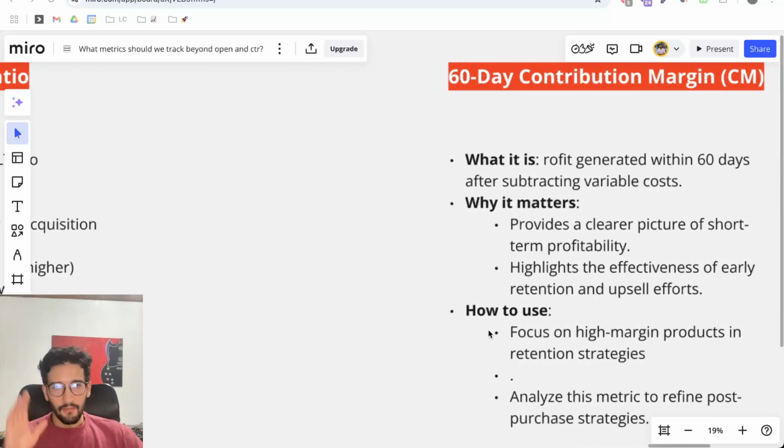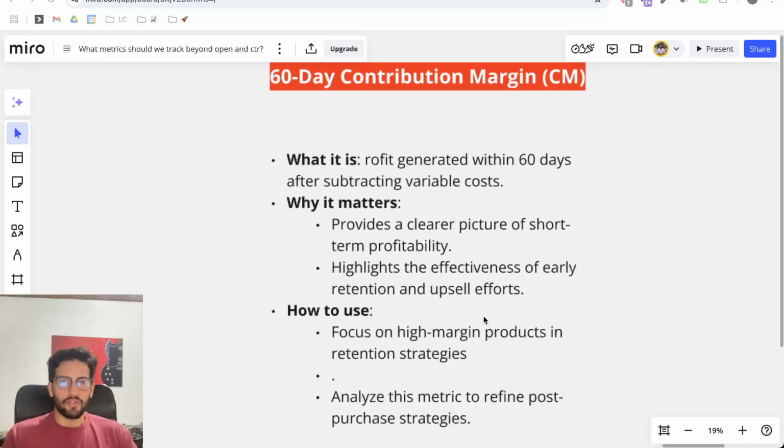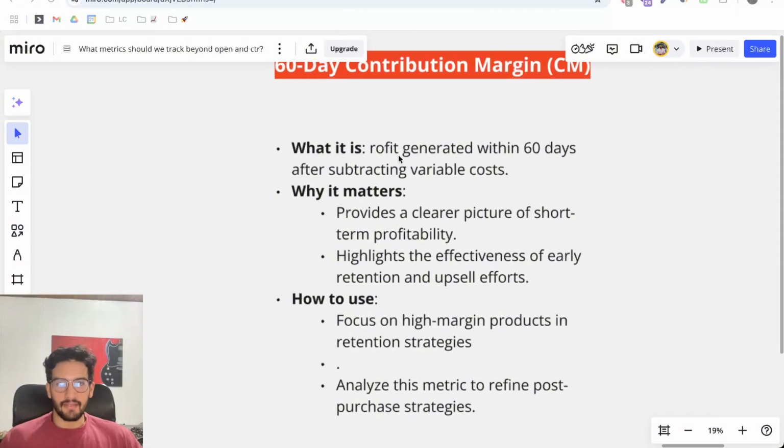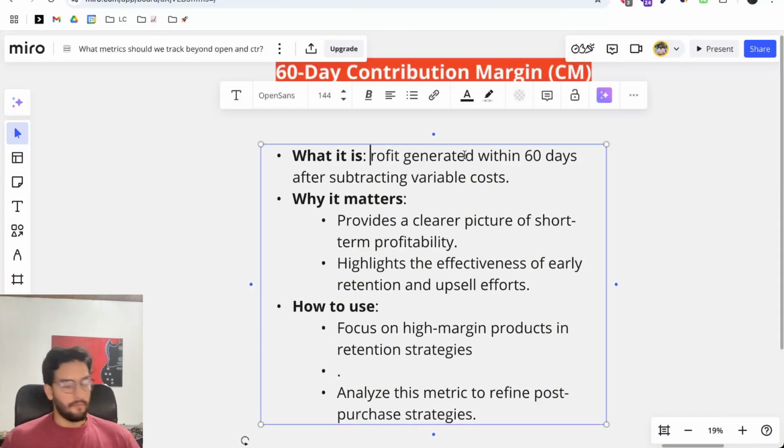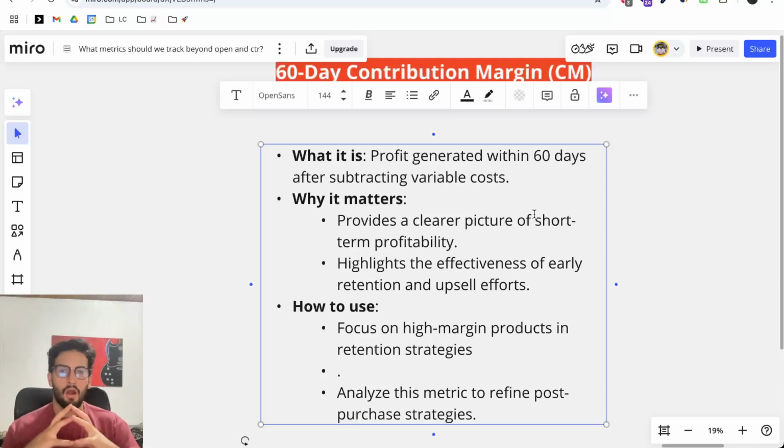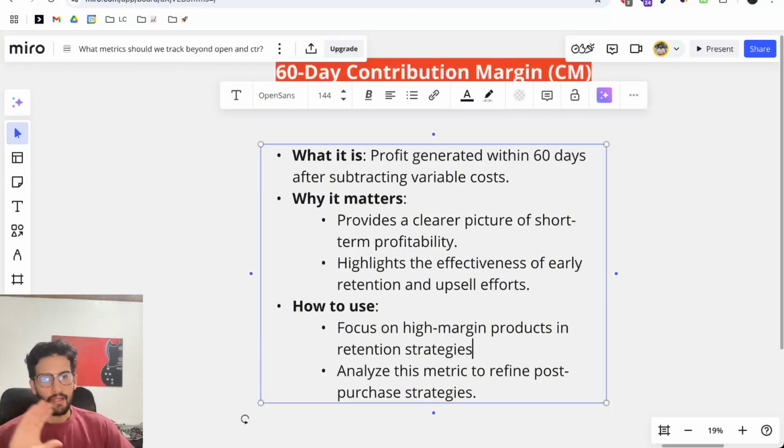So finally, we've got the 60-day contribution margin. What it is: the profit generated within 60 days after subtracting variable costs. Why it matters: it provides a clear picture of short-term profitability. It highlights the effectiveness of early retention and upsell efforts. How to use it: you can use this info to focus on high margin products in retention strategies. And please analyze this metric to refine post-purchase strategies as well.